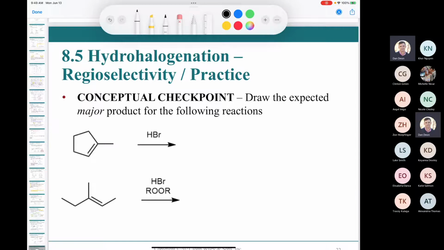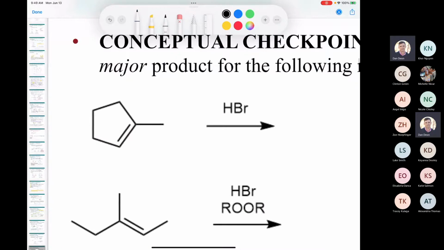Both of these are unsymmetrical alkenes, and we're adding HBr. The first example has no peroxides, and the other one says we're using peroxides. All right, let's take a look at the first one. I'm going to label this carbon in blue, and this carbon in red. On which carbon is the bromine going to go? Will the bromine go on the blue carbon or the red carbon?